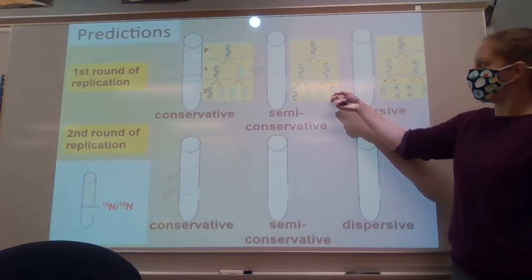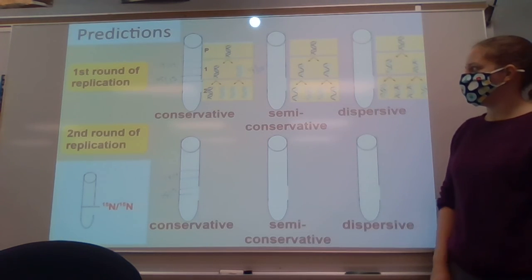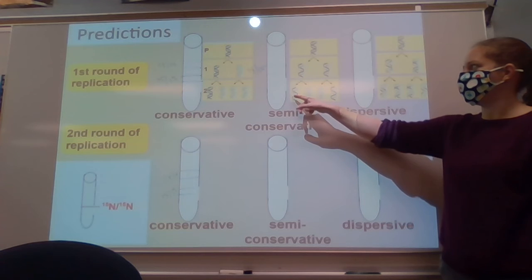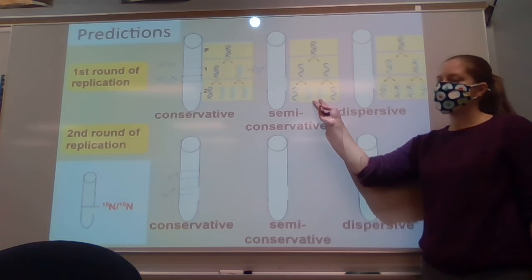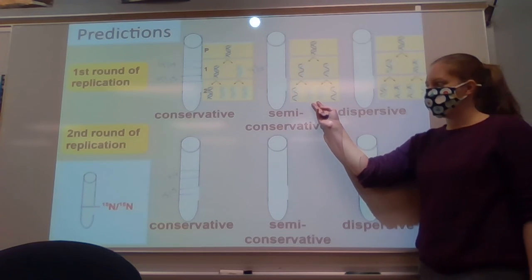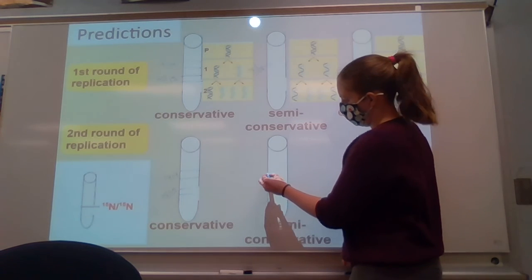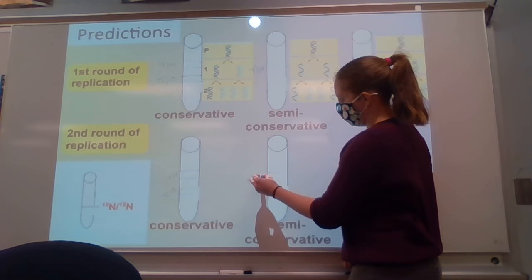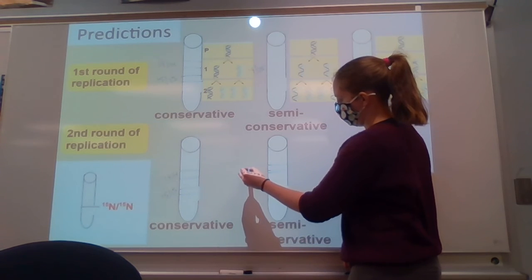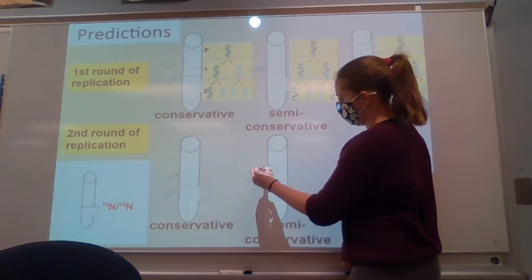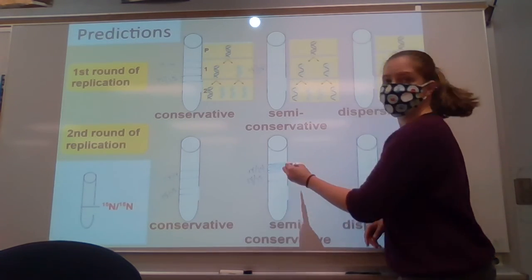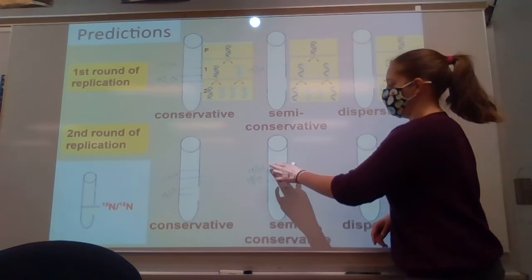After the second round of replication, how many different bands would you have? 2. Okay, because half of the DNA should be 14, 15, and the other half should be 14, 14, right? So you'll have the 14, 15 band, and you'll have the 14, 14 band. That makes sense? No? Okay. Where am I losing you?